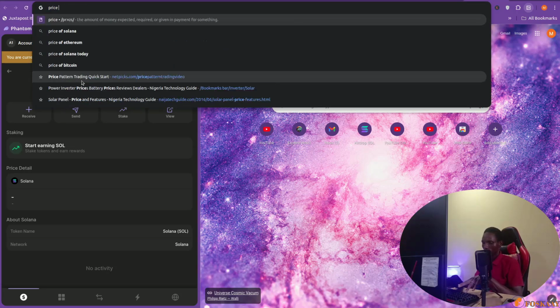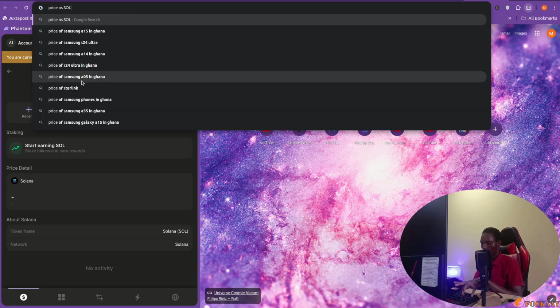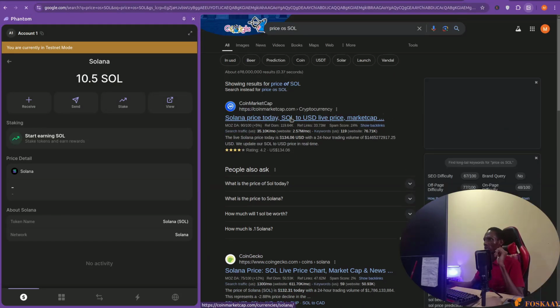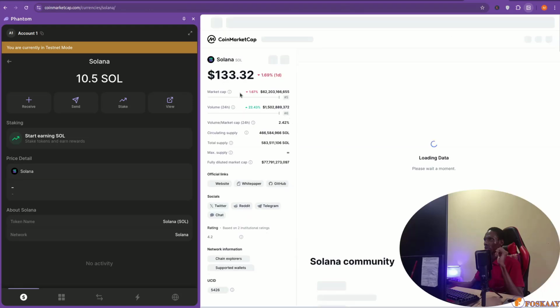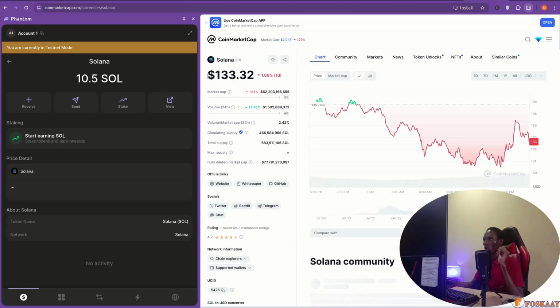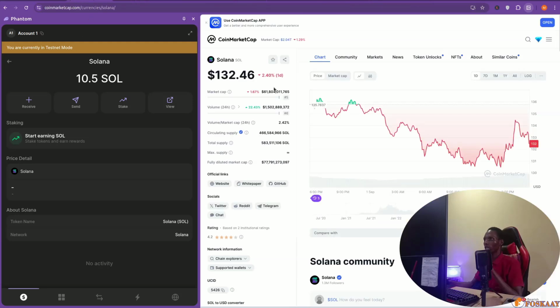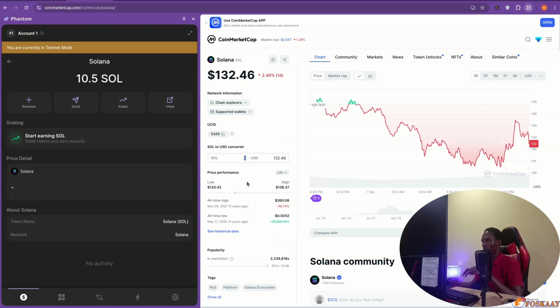So you can see it is about 133 per SOL. If we do the calculation, 10.5 times that, I have 1,390 USD worth of SOL here. That's something. That's good money.